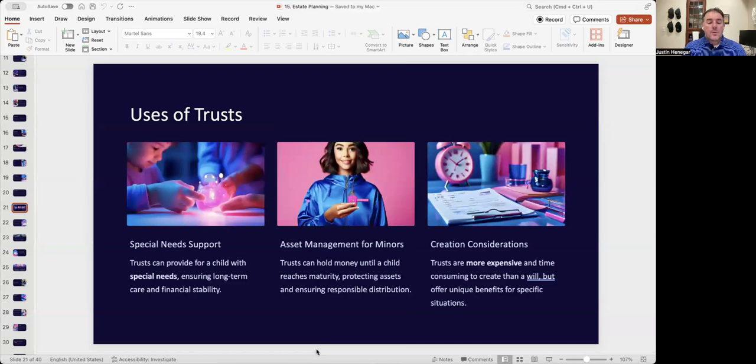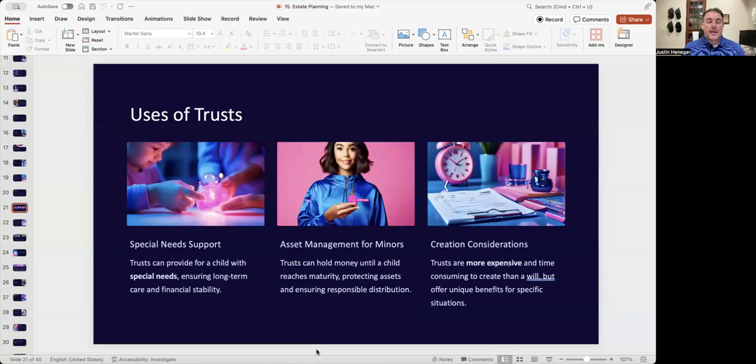Okay, and there are a lot of different ways that a trust can be used. So it can be used to hold assets. It can be used to hold assets that are going to distribute income to the beneficiaries. And in those cases, we look at things like special needs.